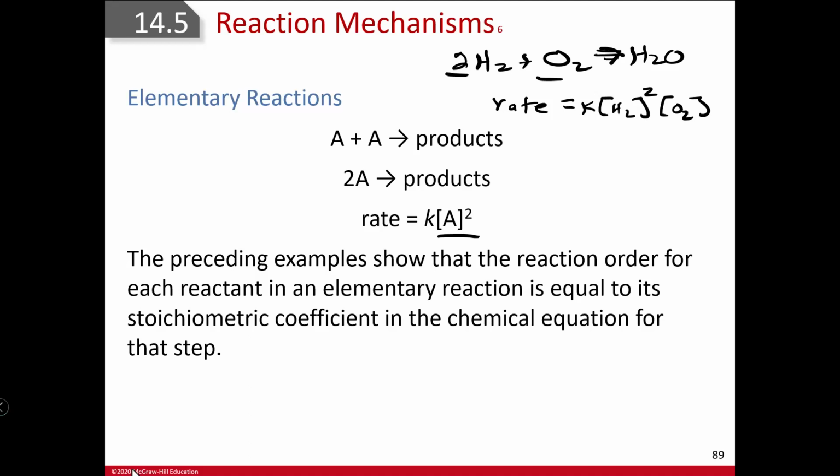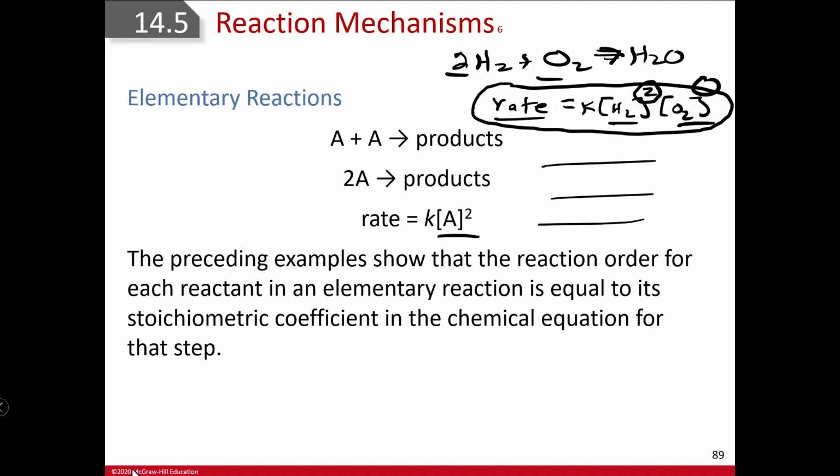The only way these orders can be determined is experimentally. So we have to have a series of experiments to see what the relationship is between the concentration of hydrogen and the rate and the concentration of the oxygen and the rate. So when students write the rate law based off stoichiometry, it's incorrect unless it's an elementary reaction and it's equal to its stoichiometric coefficients. I can tell you this is not an elementary reaction.